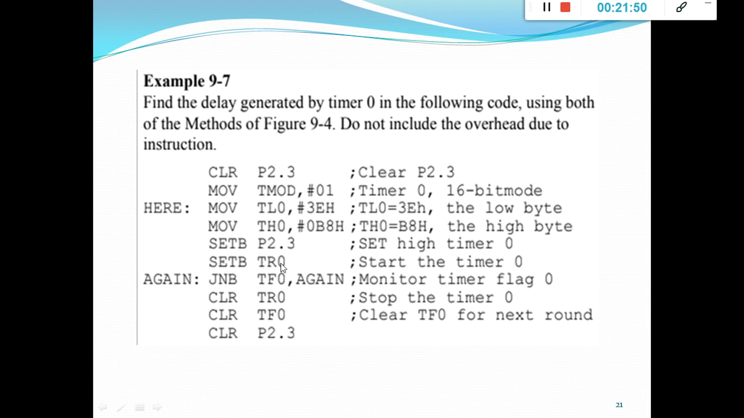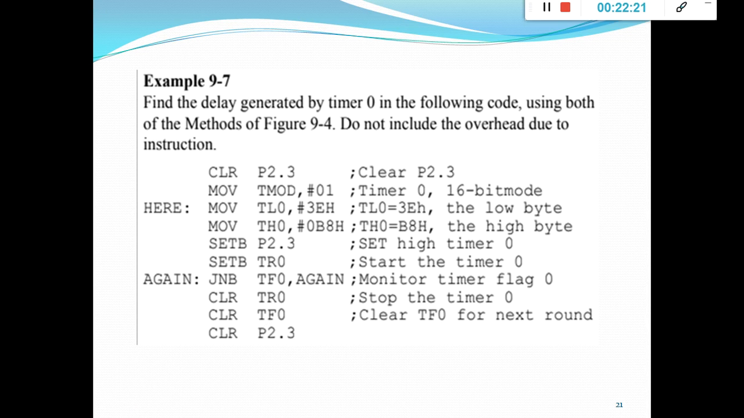Now it starts counting from B83E up to the maximum value FFFF. Until then you have to monitor the TF0 flag. TF0 stays 0 until the count reaches FFFF, and once FFFF rolls over to 0000, the TF flag becomes 1. Then you have to stop the timer and clear the timer flag. Then you have to clear P2.3. Okay, so this is the program.